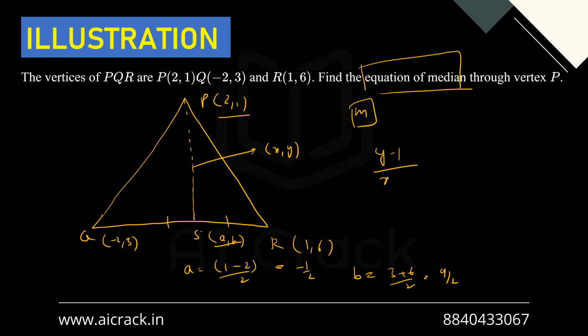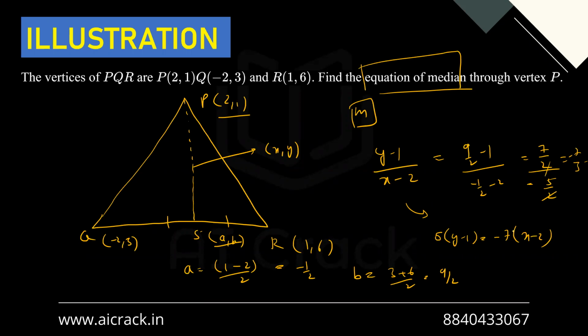So that would give me (y minus 1) divided by (x minus 2) equals m. M over here would be (9 by 2 minus 1) divided by (minus 1 by 2 minus 2). So that would give me 7 by 2 divided by minus 5 by 2. This gets cancelled out. This is minus 7 by 5. So this would become 5 times (y minus 1) equals minus 7 times (x minus 2). Please recheck the calculation when you are watching this video. I've done it quickly. Okay. So this becomes the final equation.